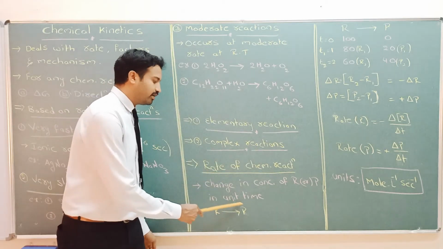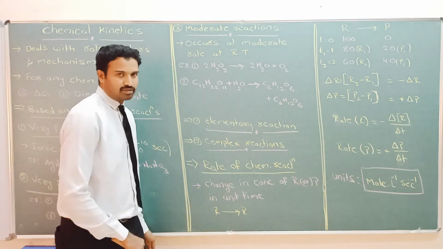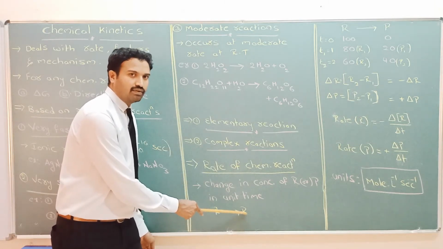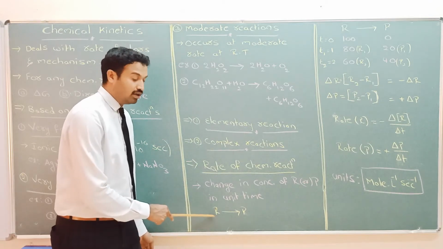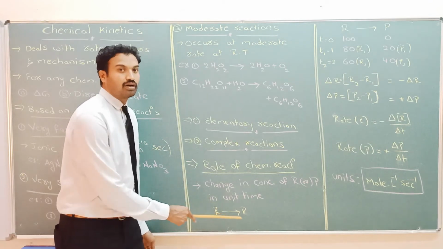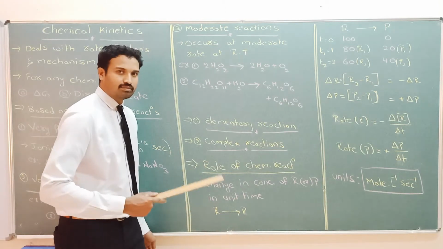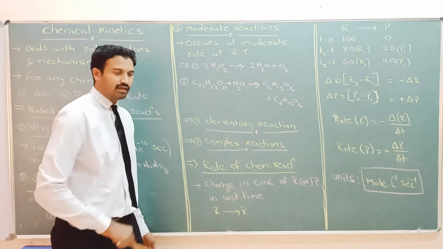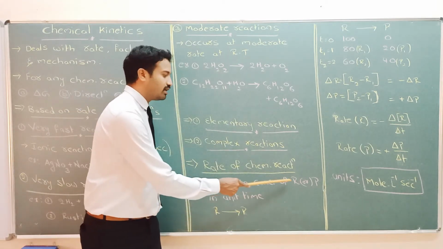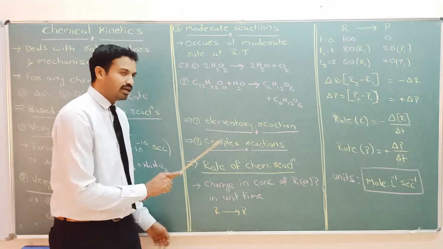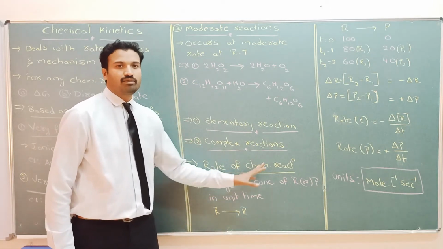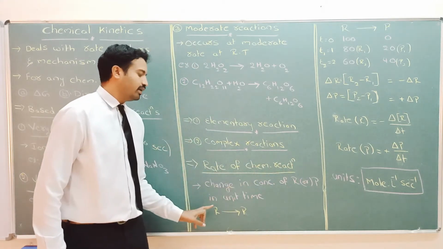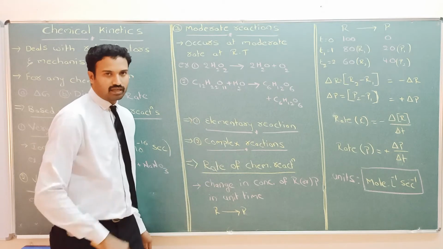Reactants are converted into product means that with time, reactant concentration gradually decreases and product concentration gradually increases. Initially only reactants will be present, products are 0%. So change in concentration of reactant and product in unit time is called the rate of a chemical reaction.